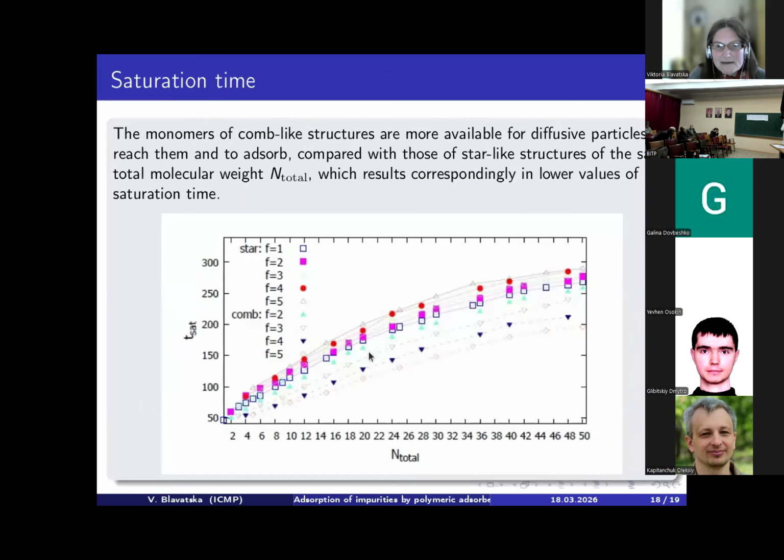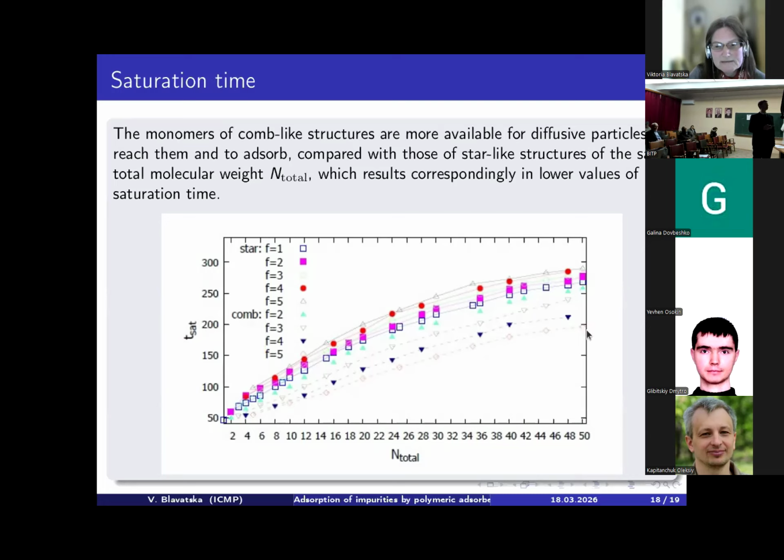And the last quantity which is of interest is actually this saturation time. So what time is needed for different polymer structures to reach the saturation regime when pollutant particles are maximally adsorbed. And again, as is probably intuitively expected, complex structures, since they have high accessibility, they are more open in space. So the saturation time is actually much smaller.